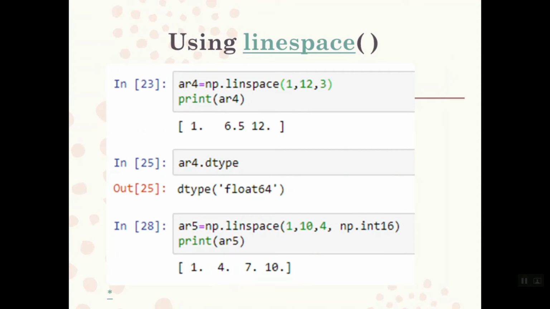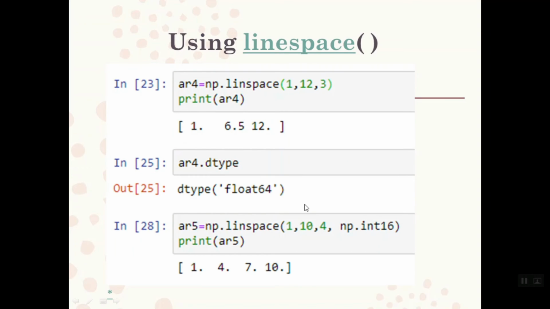Now, using linspace. Linspace is also used for creating the ndarray. For this, we need to give the initial value, the final value which is to be contained, and how many values we want between the initial and final value. So these are the three arguments. I have given three. So the initial value will remain the same, the final value will remain the same. In between, it will select one other value. So you can see the answer in this.